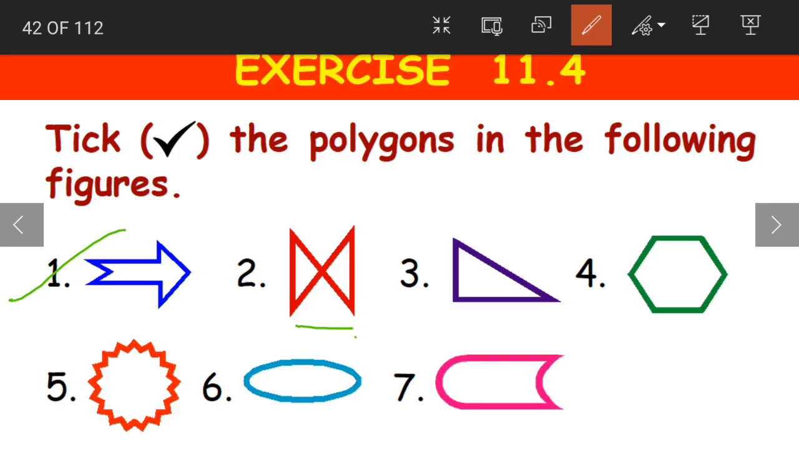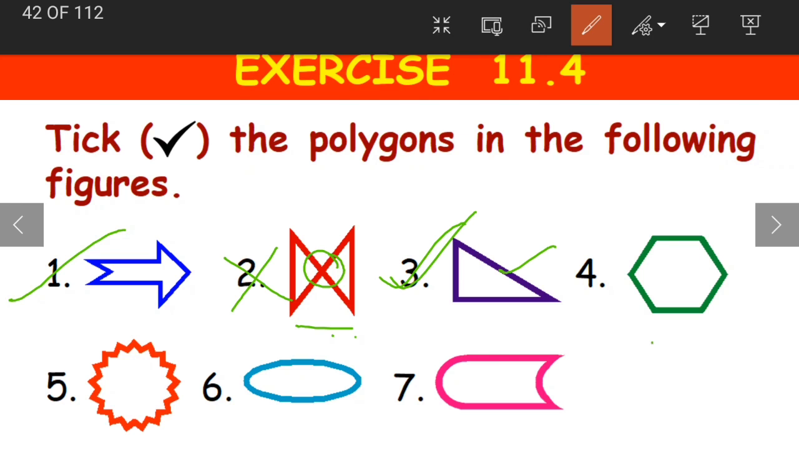Now coming to 2, is this a simple closed curve? No, as it is not a simple closed curve, it will not be a polygon. Now coming to figure number 3, is it a simple closed curve? Yes. And is it made of only line segments? Yes. So both the conditions are satisfied. So figure number 3 becomes a polygon.